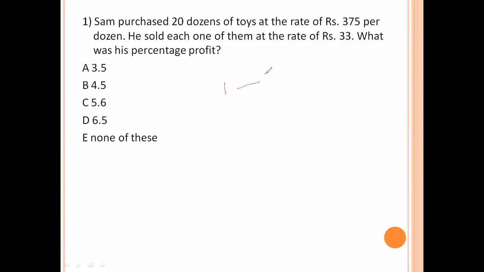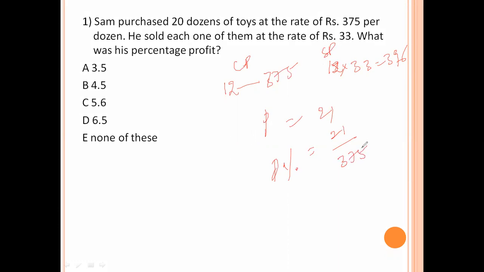So one dozen cost is 375. One dozen means 12. Here one piece selling value is 33, so find the value of 12 pieces. 12 times 33 is 396. So this is cost price, this is selling price. Profit is how much? 21. Profit percentage equals profit by cost price into 100.